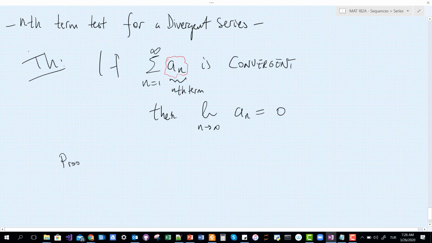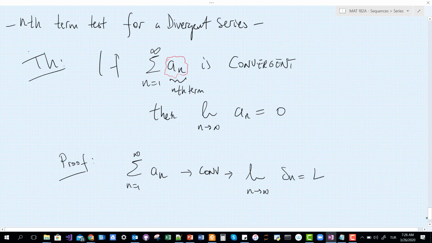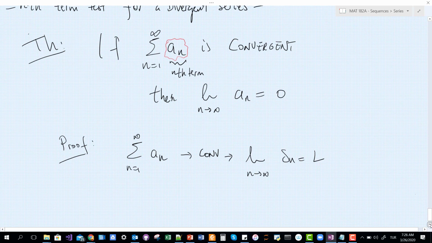How can I obtain such a result? The proof will be in this way. So we assume that a_n is convergent. If a_n is convergent, the only thing I know about the convergence of a series is that the limit of the sequence of partial sums will go to a number. So this means Sn will go to L. I'm going to use this information to prove this result.